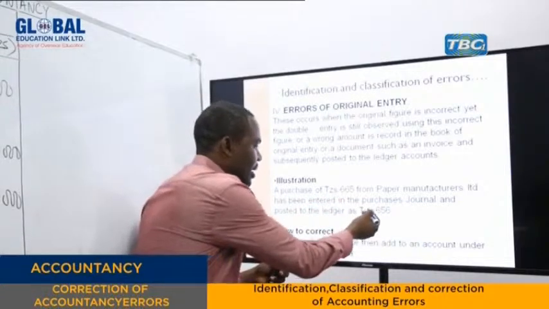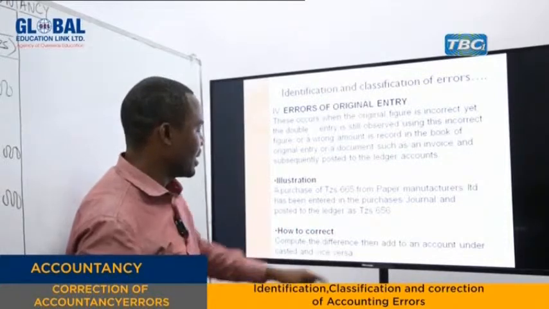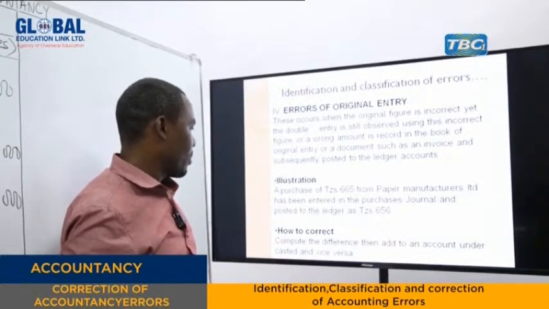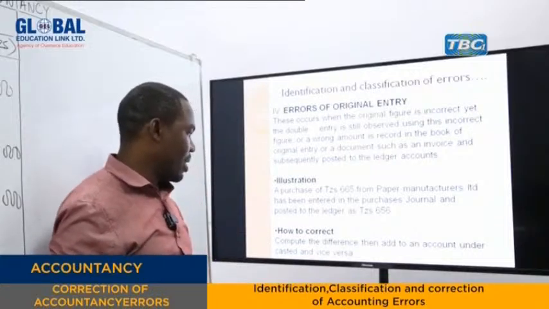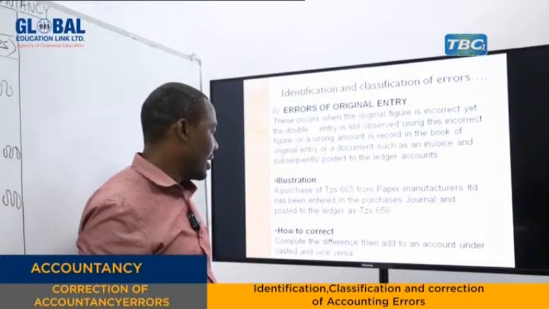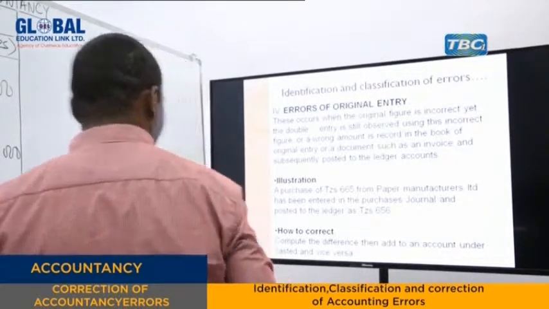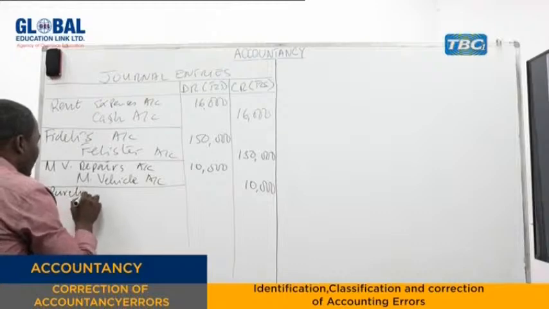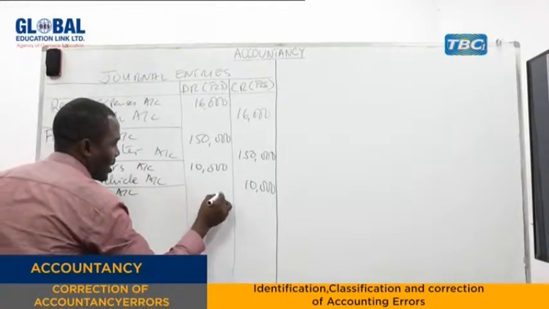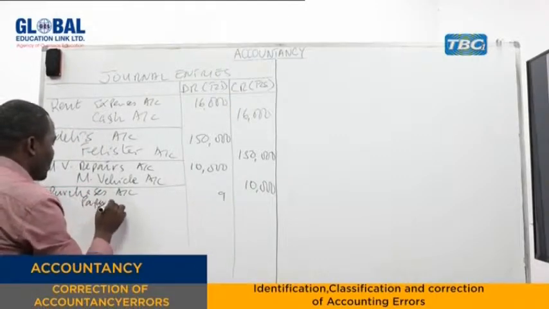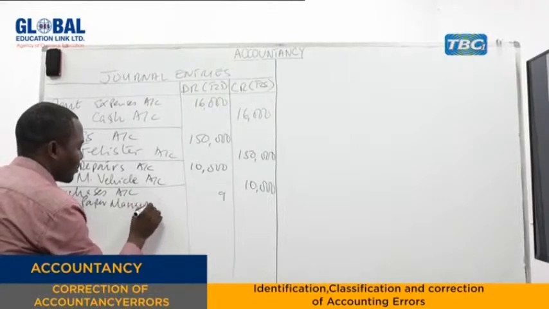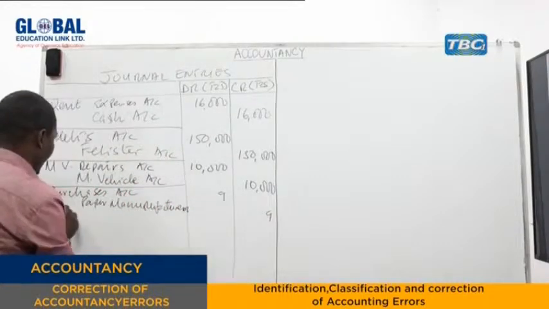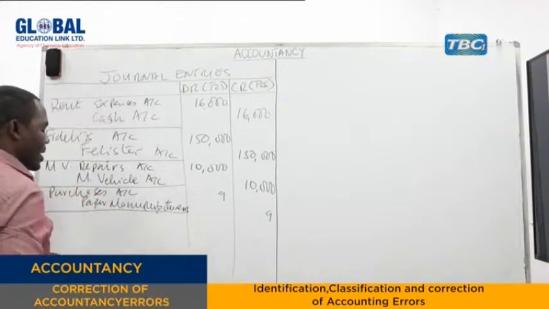Our error is here in the purchases journal. If you record in the purchases journal, that means you recorded this figure both in the purchases account as well as in the paper manufacturers account. So the entry was understated in both accounts. How to correct this? We compute the difference and we add it to the account understated. So the difference is 9. We debit our purchases account by 9. We credit paper manufacturer account by 9. So write the narration.